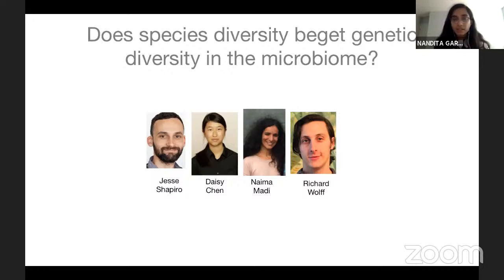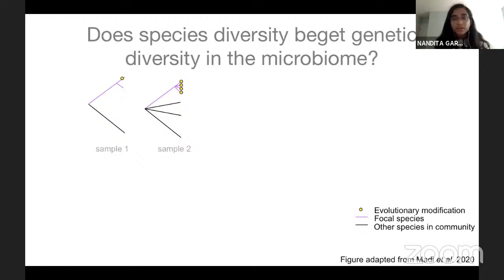using 16S data. And now here what we want to ask is whether the species complexity actually results in more or less adaptations, or even just asking more simply whether the species complexity results in more polymorphism within a focal species. So here what I'm drawing is an adaptation from Naima's paper where you have two species, and within a focal species, you have some diversity.